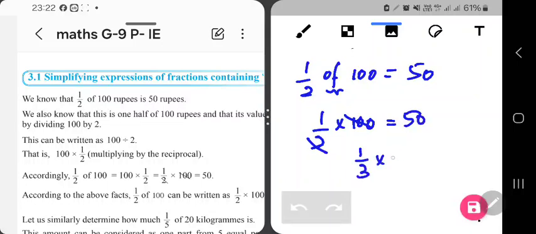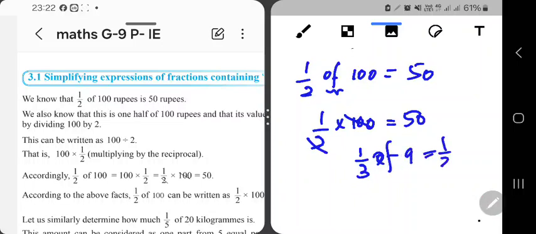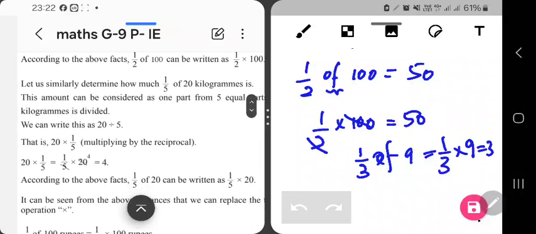So 1 over 3 of, someone says 1 over 3 of 9. You can write 1 over 3 times 9. 9 divided by 3 is 3. So that's the answer. So that is how you convert the word of. So remember that the word of in mathematics, and fractions, can be converted into a multiplication.